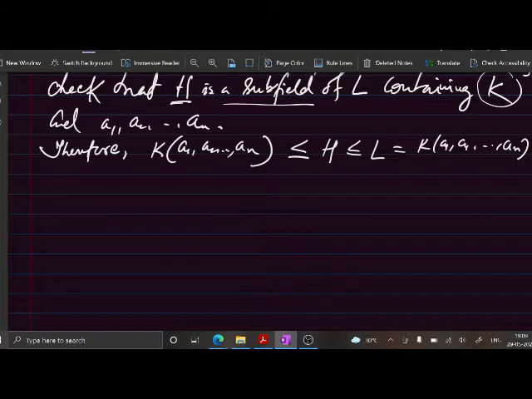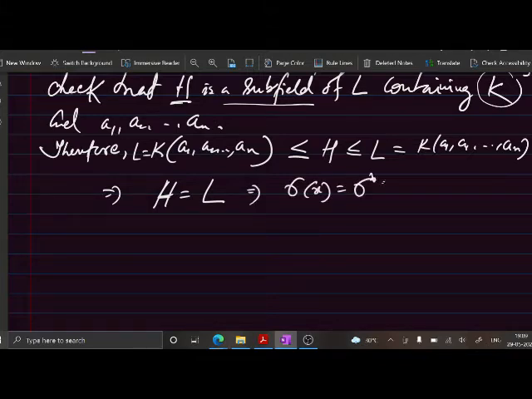Okay, that means this is L, so therefore H is equal to L, which implies that sigma x equals sigma star x for all x belongs to L, which says that sigma equals sigma star.